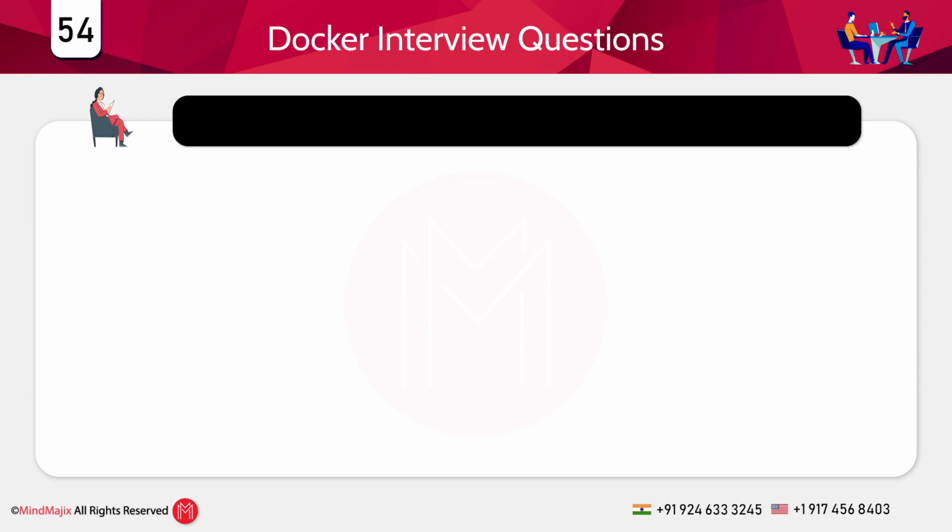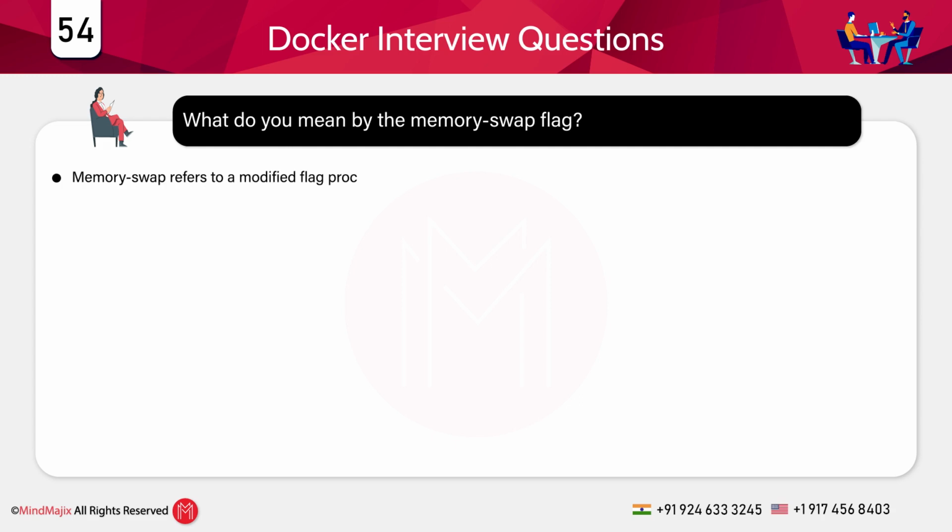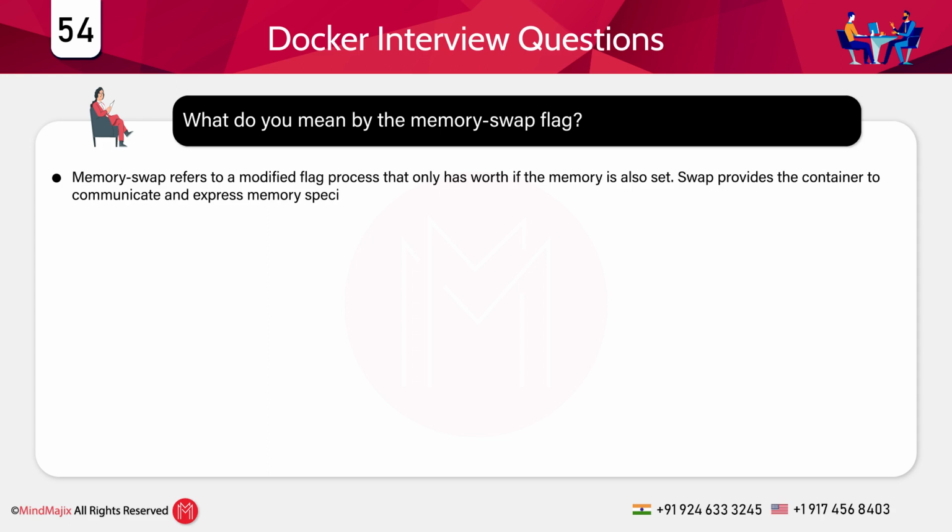The next question: what do you mean by memory swap flag? The memory swap refers to a modified flag that only has worth if the memory is also set. Swap allows the container to write memory requirements to disk when the container has consumed all the memory, that is RAM, that is available to it.